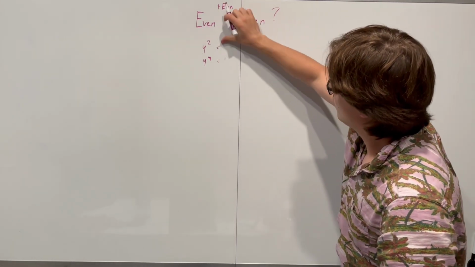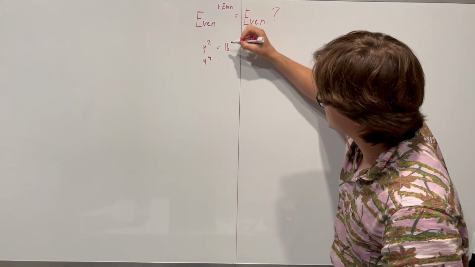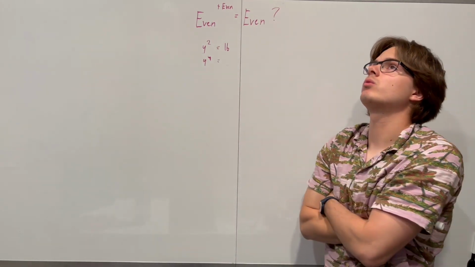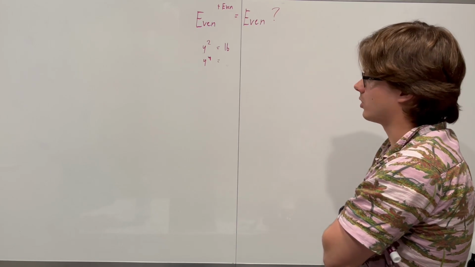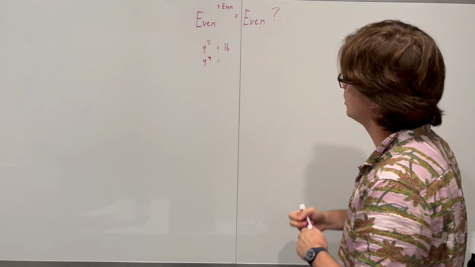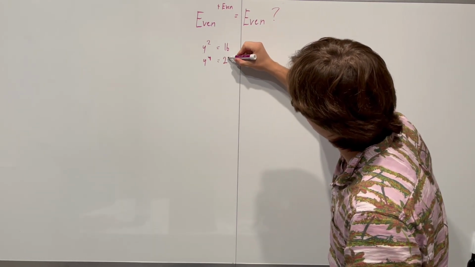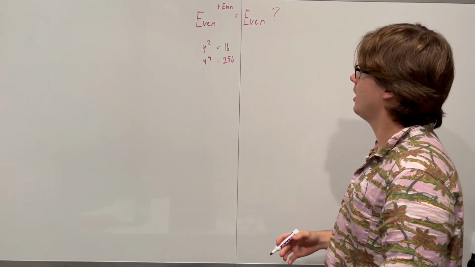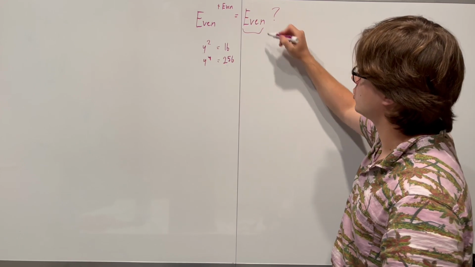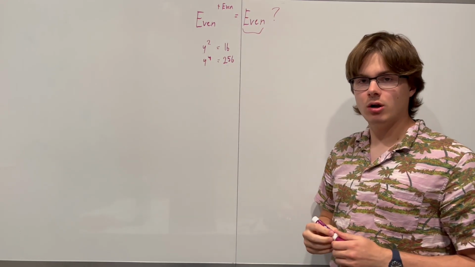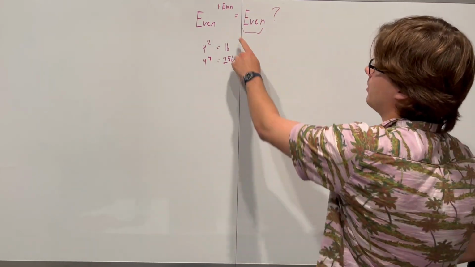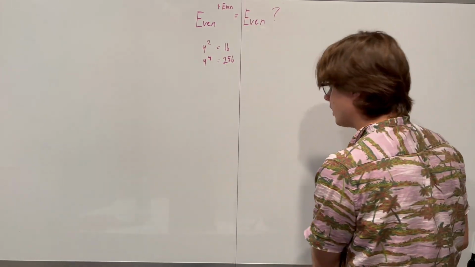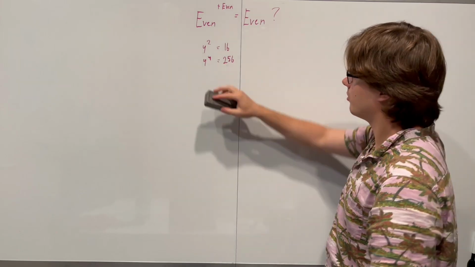So 4 squared is going to be 16, and then 4 to the power of 4 is going to be 16 times 4, which is 64, and then 64 times 4, which is going to be 256, I think. If any of these are wrong, I'll correct them in post, but the idea is that these, in fact, do show us that potentially all even numbers to the power of a positive even number result in an even number. So we can now start, I think, writing our proof.